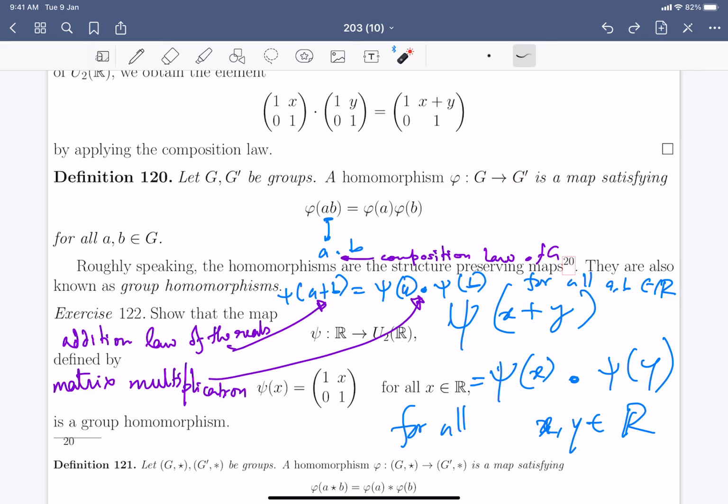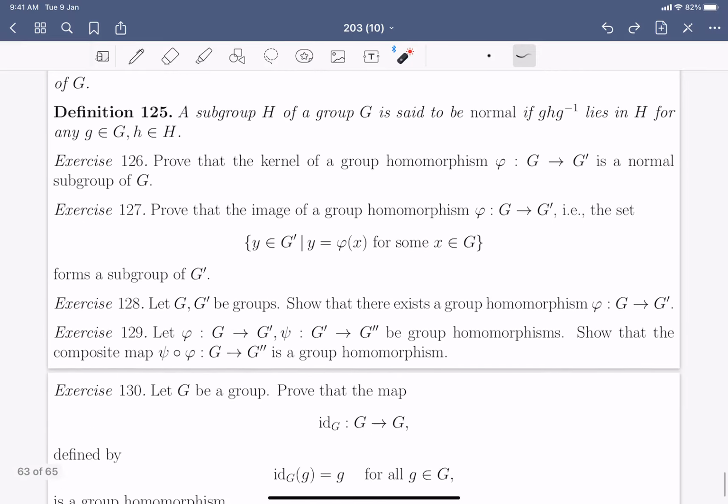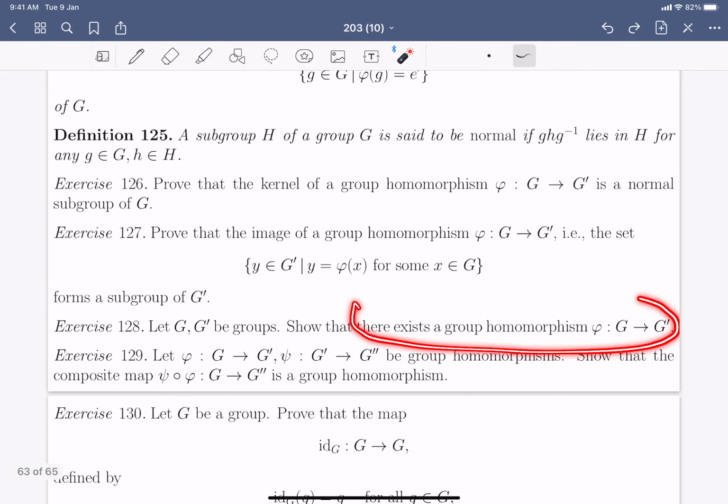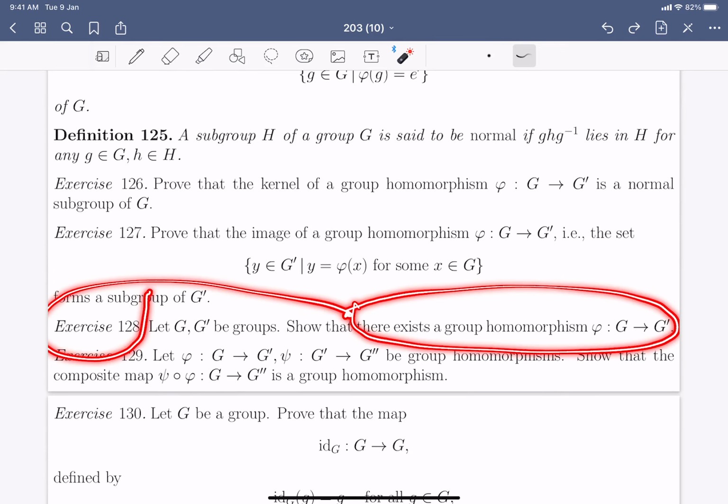Okay, it may certainly happen that, as of now we don't know, because if you start with groups G and G prime, it may not be the case that there is a group homomorphism from G to G prime, or there might be. It might be so that there is a group homomorphism from G to G prime. So this makes perfect sense to ask whether there exists a group homomorphism from G to G prime. This exercise answers precisely this question.